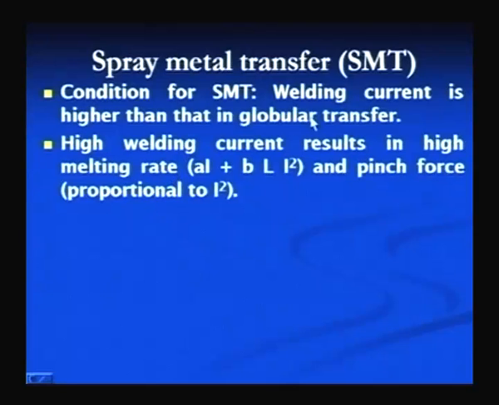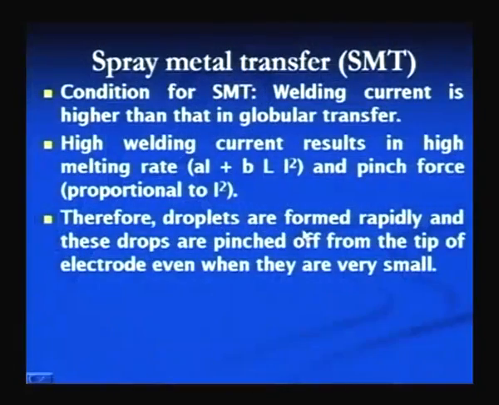Since the current is high in spray metal transfer, melting takes place very rapidly, and the pinch forces acting on the molten metal droplet hanging at the tip of the electrode are also high, because pinch force is proportional to the square of the current. So, high current leads to a high melting rate, and droplets are formed rapidly and detached rapidly under the effect of pinch force, and that is why they are not able to attain a very large size. The continuous and rapid formation of droplets at the electrode tip and their immediate detachment under the effect of pinch force leads to the continuous transfer of fine droplets from the electrode tip to the weld pool.